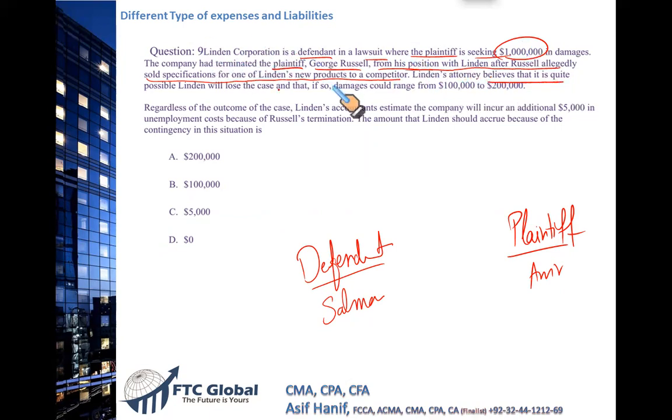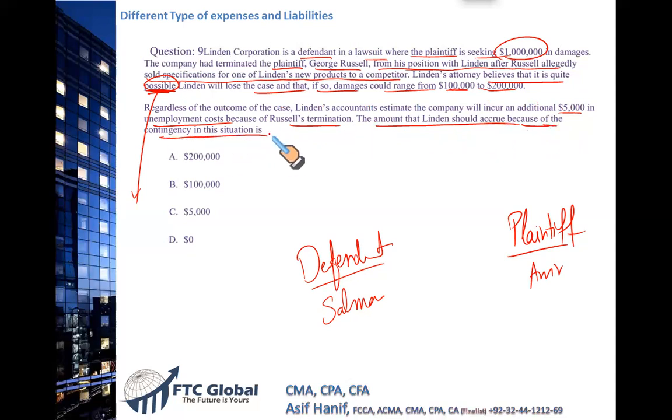Linden's attorney believes that it is quite possible, not probable. Possible, gentlemen, possible. I asked you to look for the word probable. It is possible Linden will lose the case. If so, damages could range between this and this. Regardless of the outcome of the case, Linden's accountant estimates the company will incur an additional 5,000 in unemployment costs of Russell's termination. What amount should Linden accrue because of the contingency in this situation? Since it is possible, not probable, we are not going to book any liability.